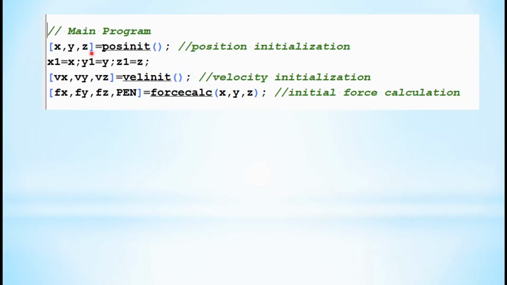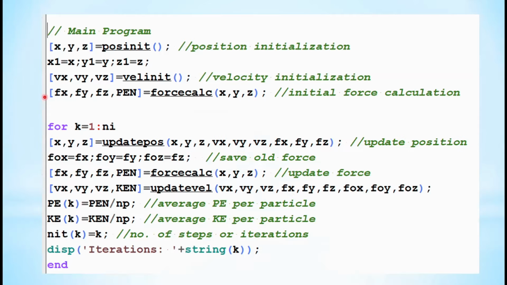Now this will be the main program. So first we are going to initialize the position xyz equal to pos init. Then we can save the initial position, so we can see how the particles have been placed initially. So x1 equal to x, y1 equal to y and z1 equal to z. Then we have to initialize the velocities. So Vx, Vy, Vz equal to vel init. Then we have to do force initialization. So Fx, Fy, Fz, comma Pen equal to force calc, bracket x, comma y, comma z. So we have got the initial positions, velocities and components of forces along with the potential energy of system as a whole. This is the rest of the program.